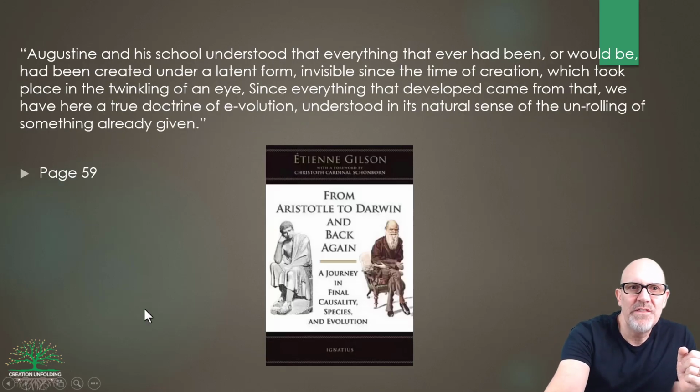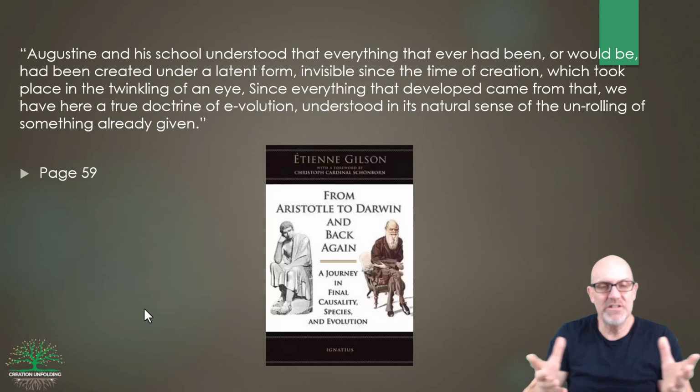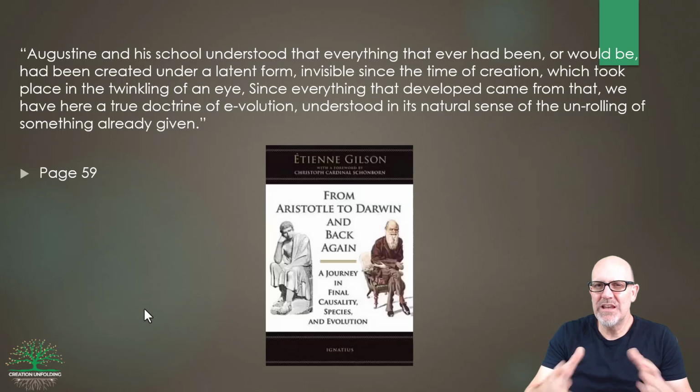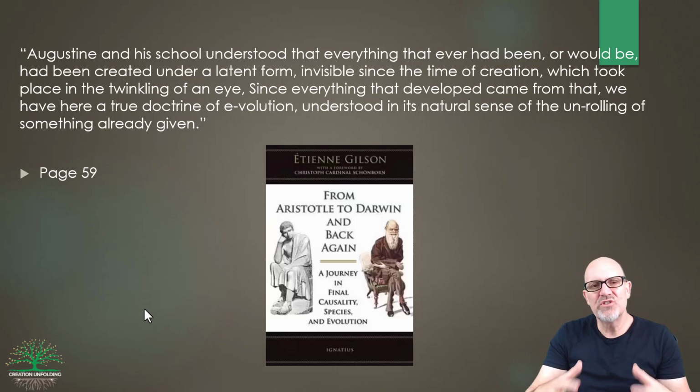Next is a quote from Gilson, page 59, where he's talking about Augustine. He says, "Augustine in his school understood that everything that ever has been or would be had been created under a latent form, invisible since the time of creation, which took place in the twinkling of an eye. Since everything that developed came from that, we have here a true doctrine of evolution, understood in its natural sense of the unrolling of something already given."